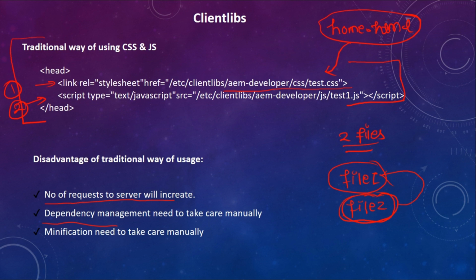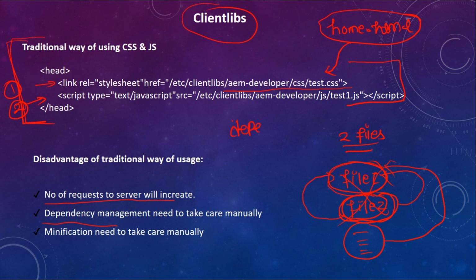Why? Because this file 2 is dependent on file 1, so we have to load file 1 first. Otherwise, if your file 2 is executed and whatever code you have written is related to file 1, and file 1 is not loaded, then it throws an exception. Okay, it throws an error. So this is not a good thing. So we have to maintain the dependency as well. In this traditional way, we have to maintain the dependency. If you want to overcome this, the client library already overcomes it. So they introduced one concept, that is dependency. One property is there, that is dependencies.